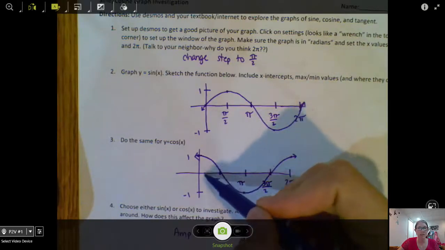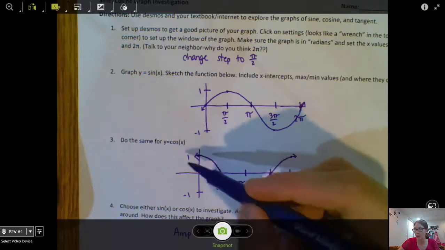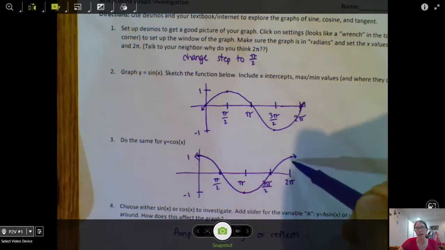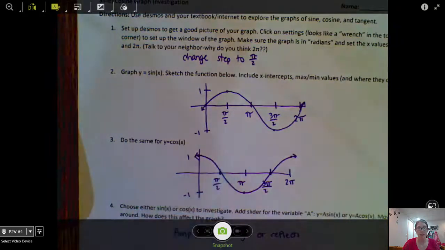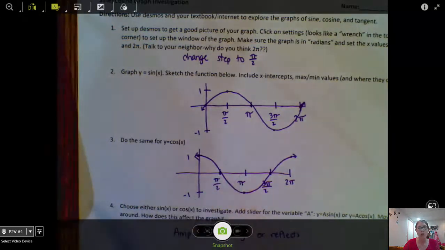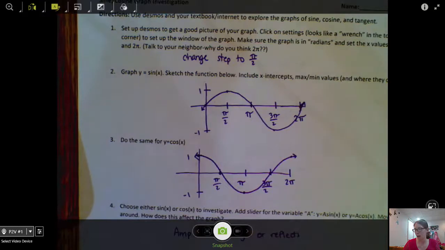Cosine, same idea, the period is 2 pi, but instead of starting at the origin, we start at 1. We start at the highest value. So start at the highest, middle, lowest, middle, highest. Really, if you look at the graphs, sine and cosine are just translations of each other. If we translated our graph for cosine to the right pi over 2, then we'd have the same as our sine graph. So anyway, I just wanted to point out those key things. Make sure you have these points labeled on your investigation sheet so you can look back.